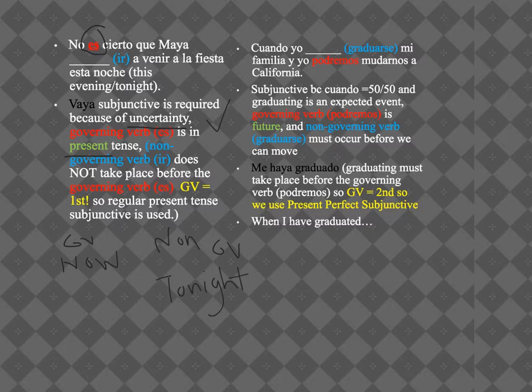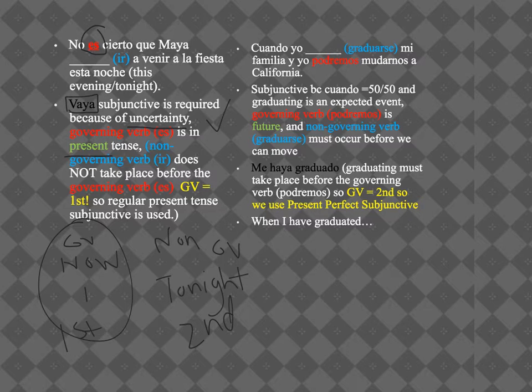Which one of these is first? Now or tonight? Last time I checked, now happens before this evening, okay? So when my governing verb is first, that's when I use present tense subjunctive, okay? That's why my answer is vaya. That's what we've been doing all this time.